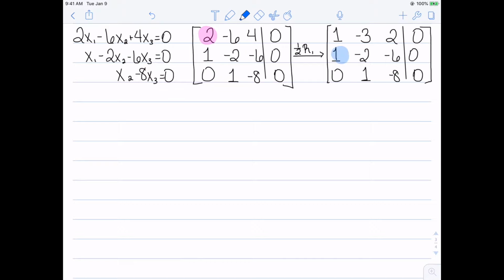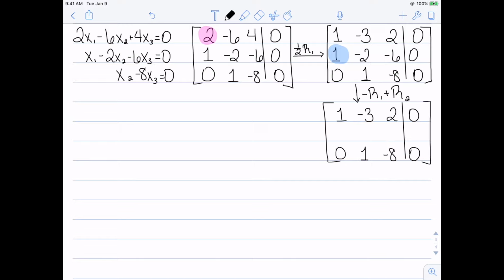Our next goal will be to get zeros below this one. We already have a 0 here, so we just need to turn this 1 that I have highlighted here into a 0. And we're going to do this by subtracting the 2 rows, negative row 1 plus row 2. We're only manipulating the second row, so the first and third rows won't change. We then have negative row 1 plus row 2. So negative 1 plus 1 is 0. Negative 3 is 3. Minus 2 is 1. Negative 2 minus 6 is negative 8. And then 0 minus 0 is 0.